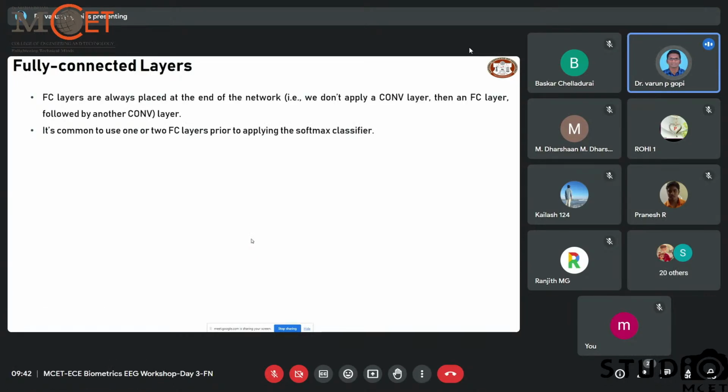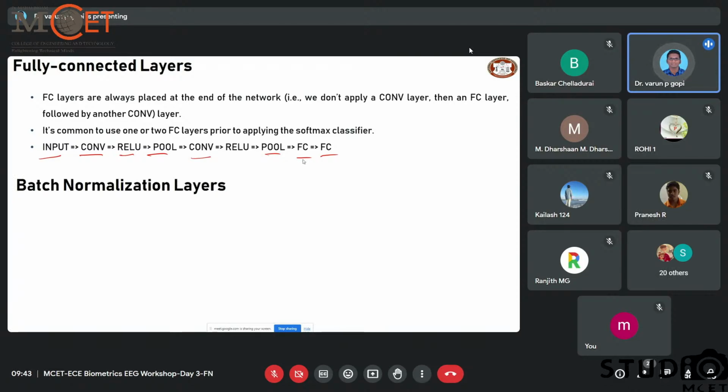So next is fully connected. After the convolution operation, we need to classify, right? Classify or go for regression. For that, we need to use fully connected networks. So the methodology is like this: input, convolution neural network, ReLU, pooling. Again, if you want, convolution, ReLU, pooling. After that, fully connected networks. The maximum is two fully connected networks you can give here, before the final classification layer. Totally, you can give 3 fully connected networks, and the final fully connected network should be the classification layer.